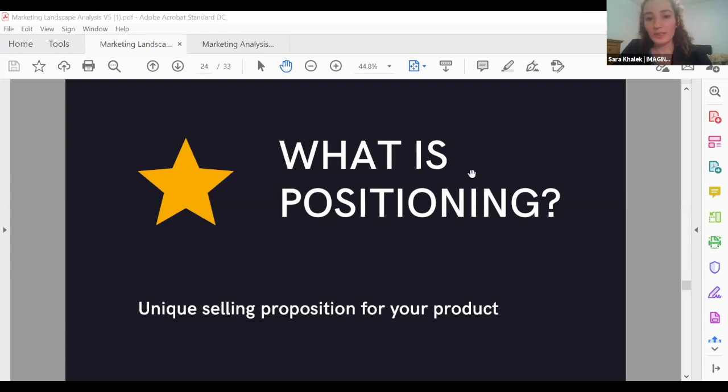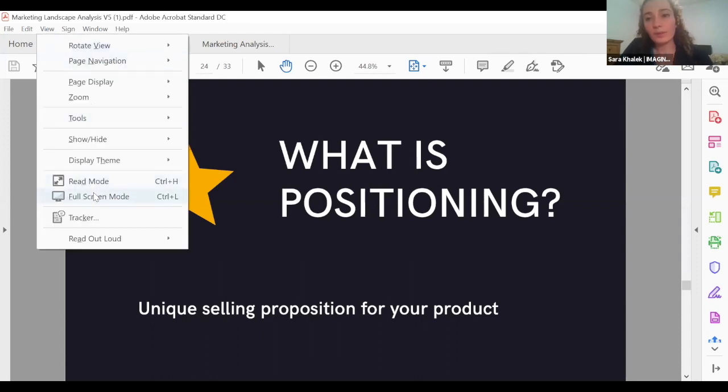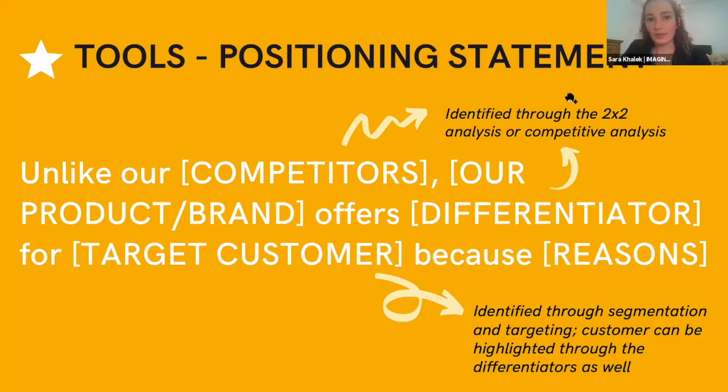So what is positioning? We're going to jump in here. So positioning is a unique selling proposition for your product. So what does that look like? Here we go. All right, so we're back to the positioning statement that we talked about earlier. So the statement was, unlike our competitors, our product or brand or idea offers the following differentiators for target customer because of the reasons. And so we went through competitors, which really we focused on the 2x2 analysis.